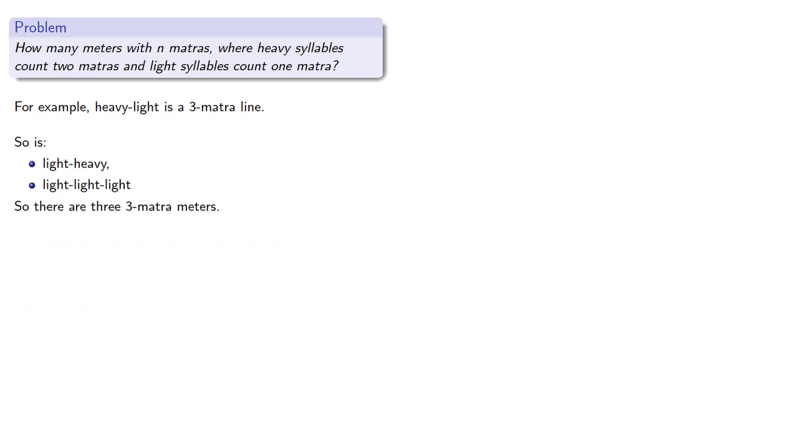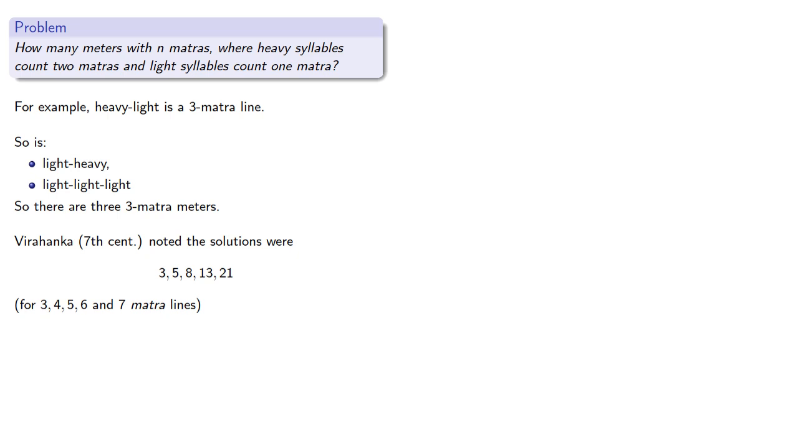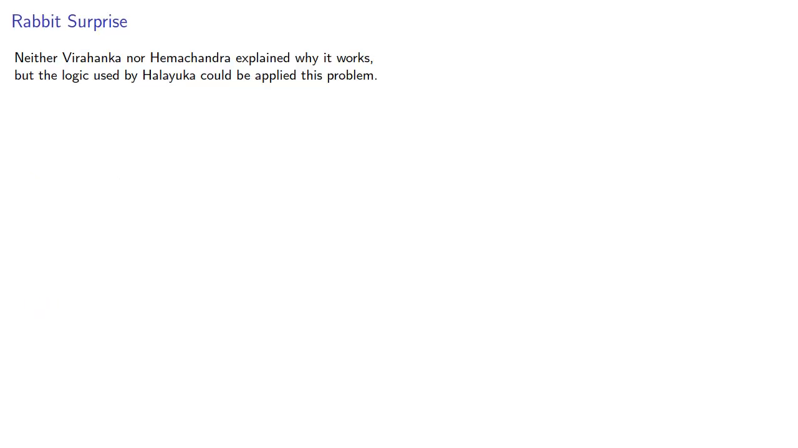Virahanka, in the 7th century, noted the solutions for 3, 4, 5, 6, and 7 matra lines. Hemachandra pointed out that each term is the sum of the two preceding. Now, neither Virahanka nor Hemachandra explained why this works, but the logic used by Halayudha could be applied to this problem. So begin with the idea that there are 3 matra meters and 5 4 matra meters.